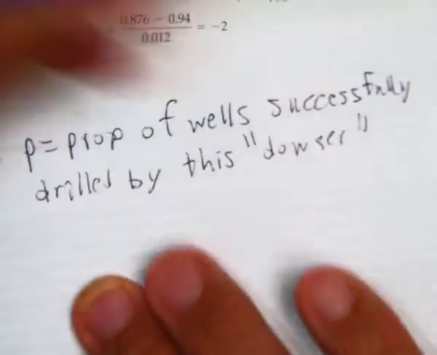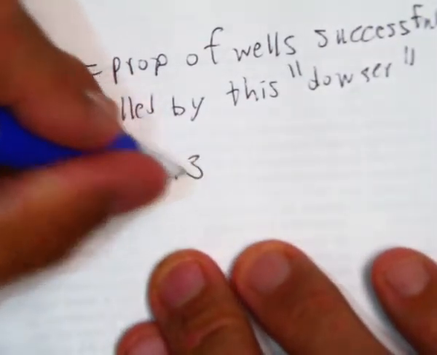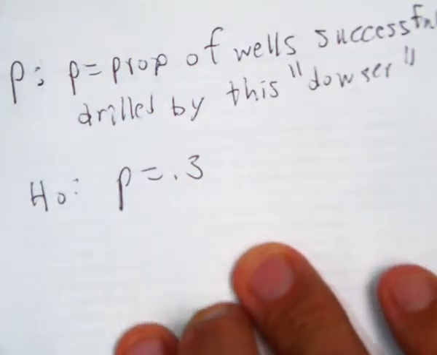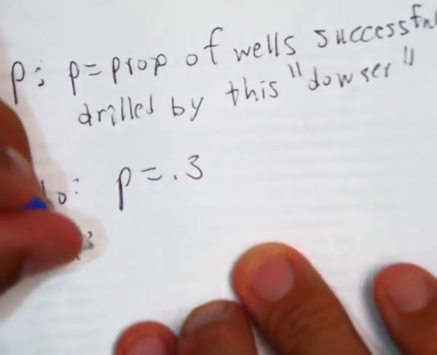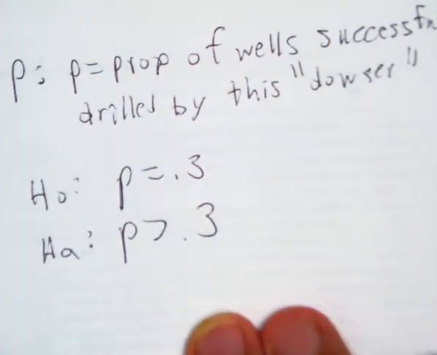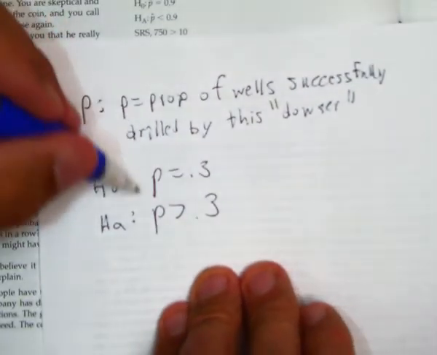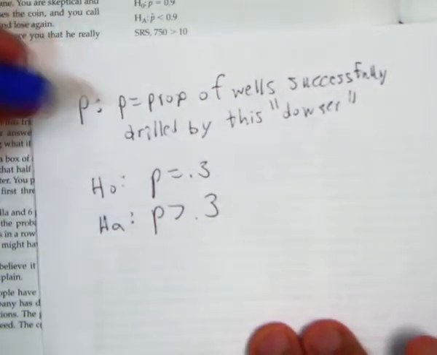Okay, so once we've defined p, then we can write that the null hypothesis is that p equals 0.3, and the alternative hypothesis is that this guy can do a better job than that, and that would be that p is greater than 0.3. Okay, you can't just put down the null and the alternative hypothesis without defining p. You got to have what that equals.